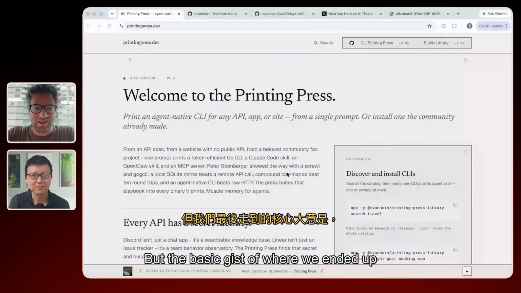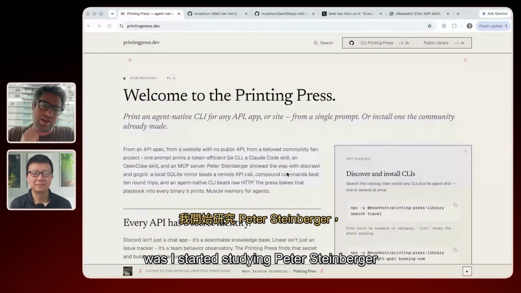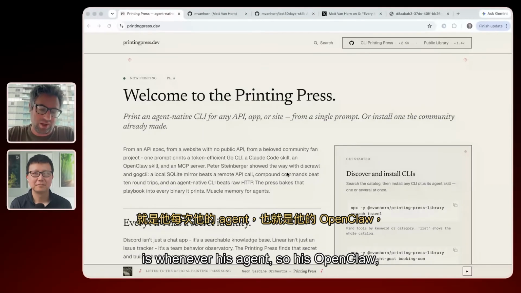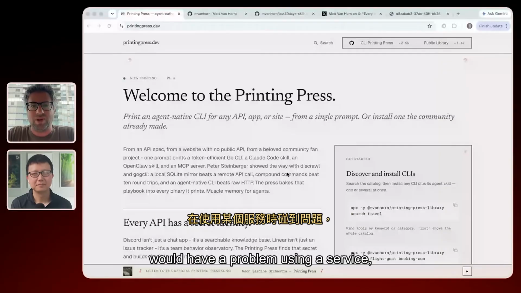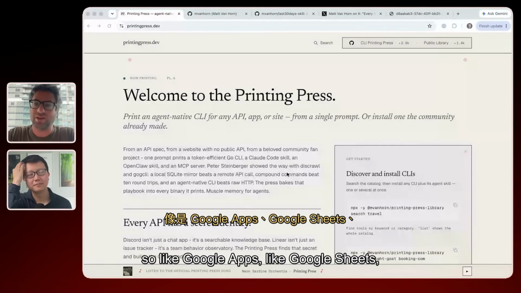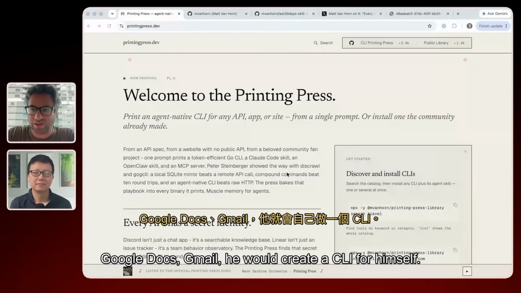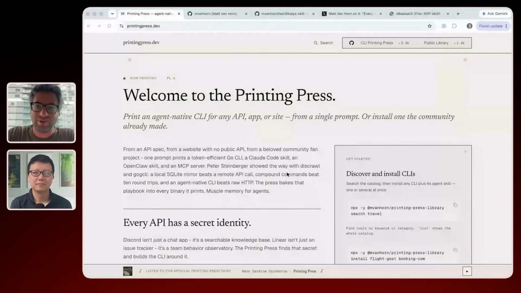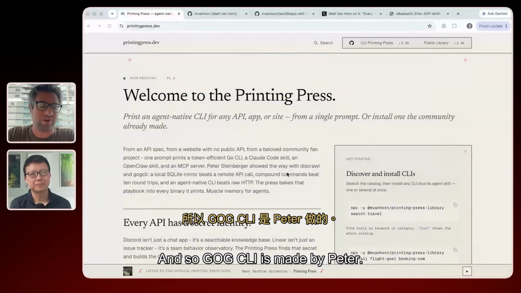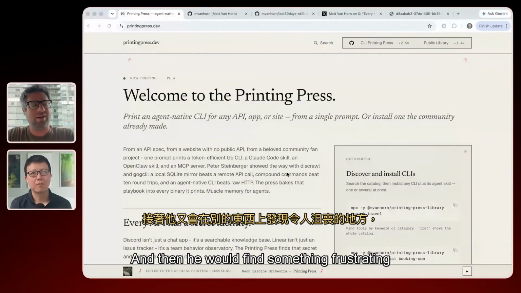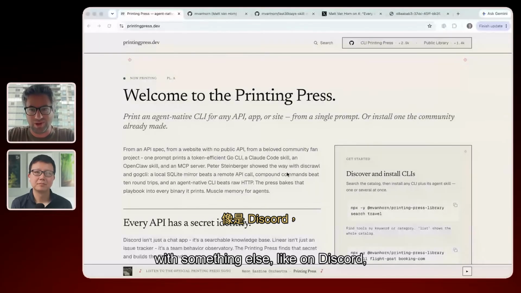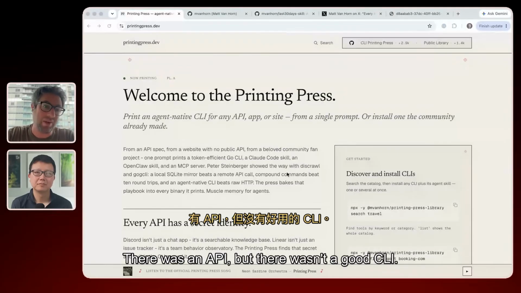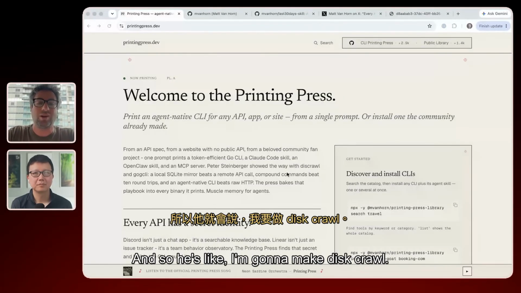But the basic gist of where we ended up was I started studying Peter Steinberger. Whenever his agent, his OpenClaw, would have a problem using a service, like Google Sheets, Google Docs, Gmail, he would create a CLI for himself. And so GOG CLI is made by Peter. And then he would find some frustration with something else, like on Discord. There was an API, but there wasn't a good CLI. And so he's like, I'm going to make disk crawl. And he would do this.